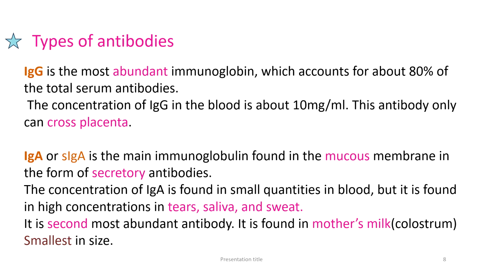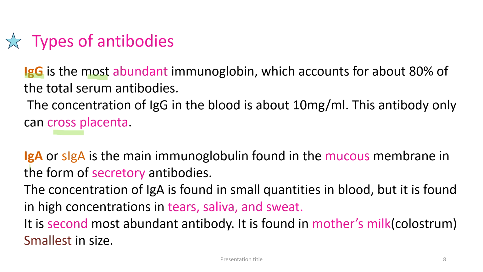So the first type or first class of antibody is IgG. These IgGs are the most abundant immunoglobulin, which accounts for about 80% of the total serum antibodies. The key feature of IgG is that these antibodies can cross the placenta and thus they protect the fetus by giving immunity through these antibodies.